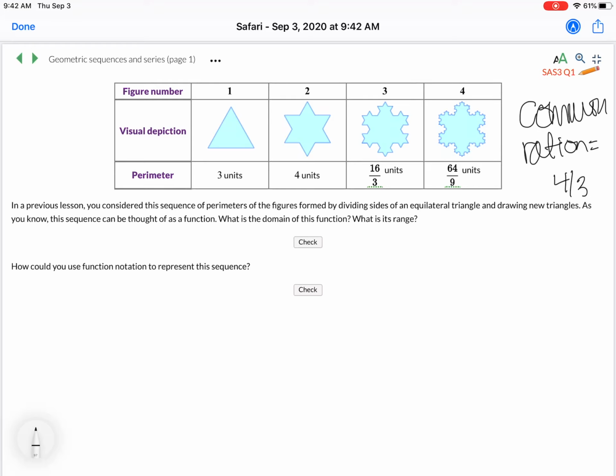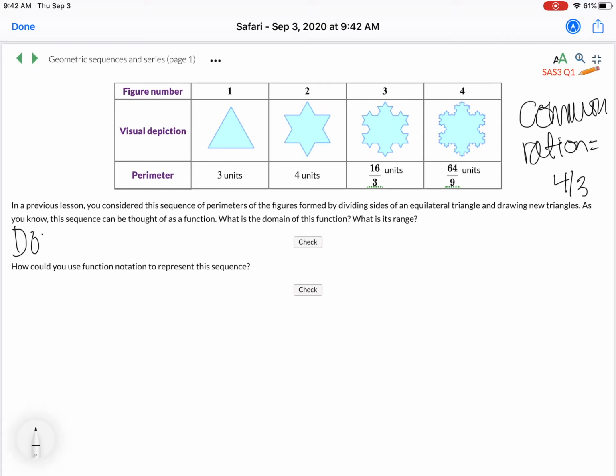Okay. All right, it says, in a previous lesson, you considered the sequence of perimeters of the figures formed by dividing sides of an equilateral triangle and drawing new triangles. As you know, this sequence can be thought of as a function. What is the domain of this function and what is its range? So way back when, we learned what a domain and range were.